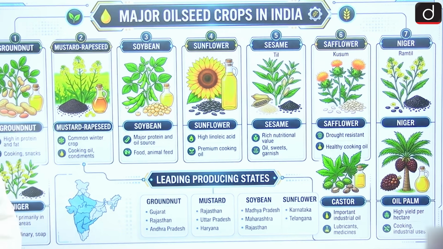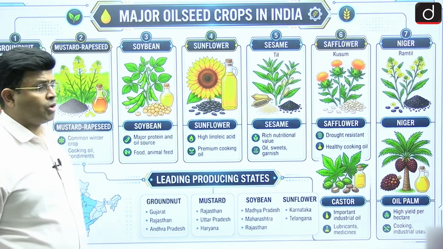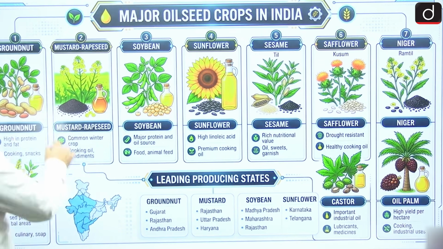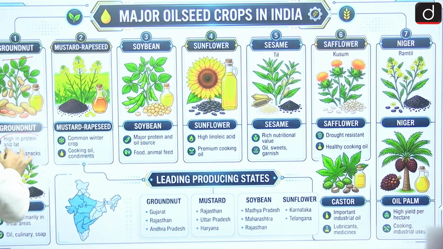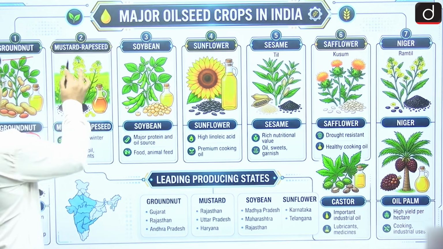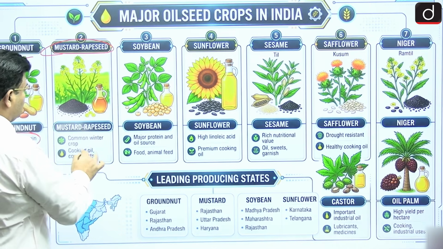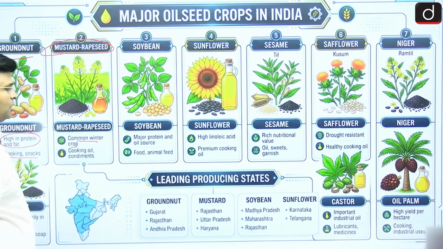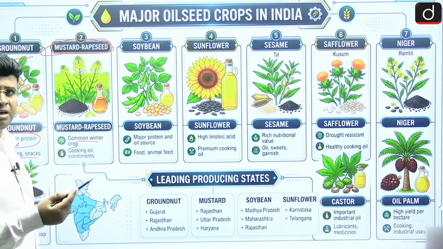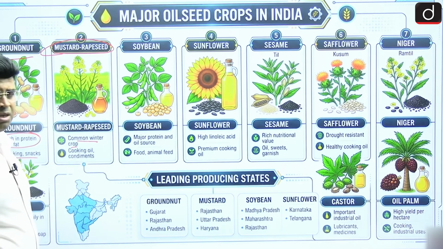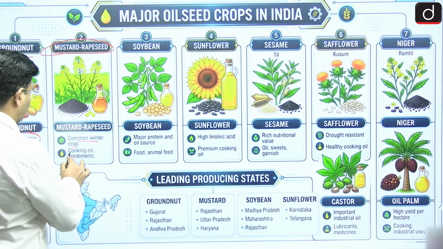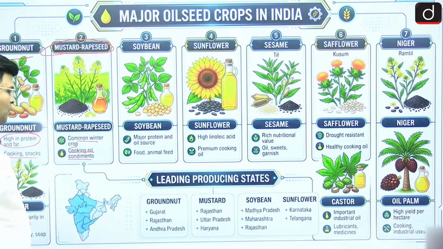And then another topic we are going to see: major oil seed crops in India. Which are the major oil seeds? Groundnut has high protein and fat, and it is required for cooking and snacks. Then mustard, also known as rapeseed, is a common winter crop. Mustard is a Rabi crop, which I read in the last episode; please go and check it out. Mustard is a Rabi crop, used as cooking oil and in condiments.